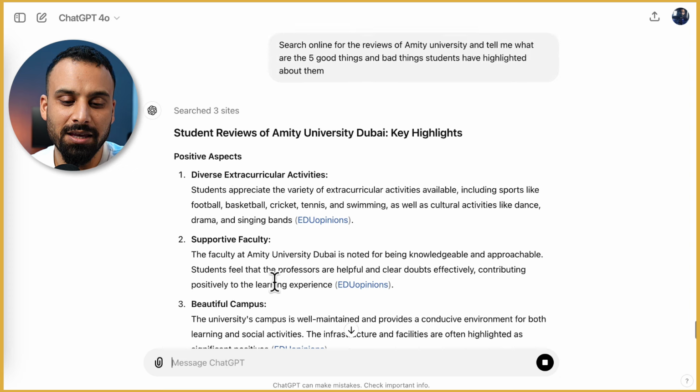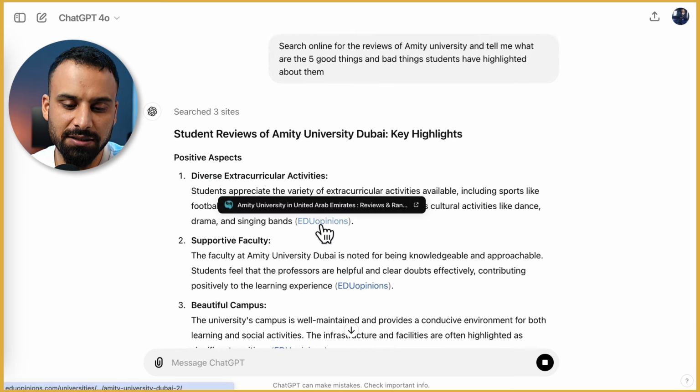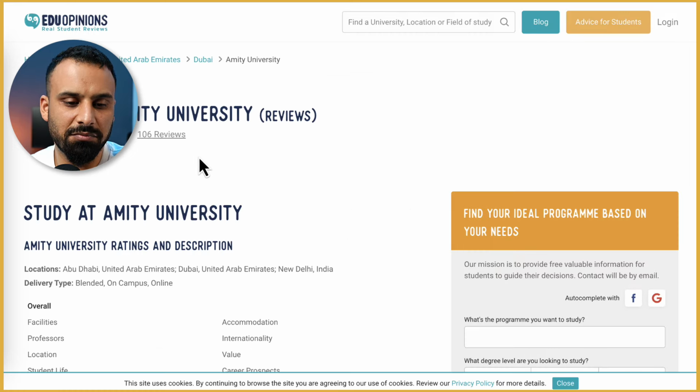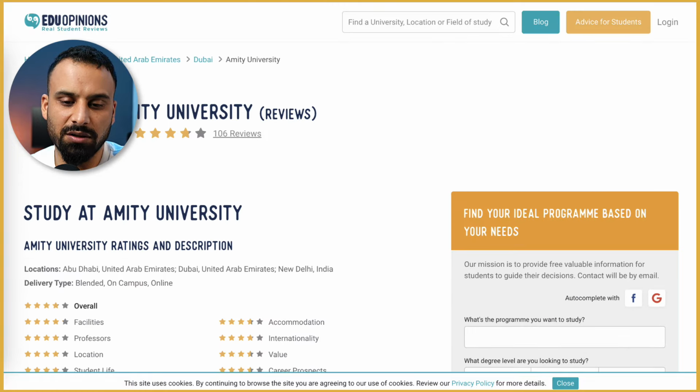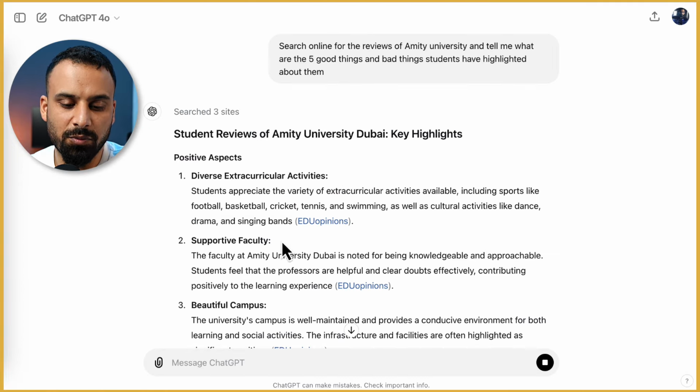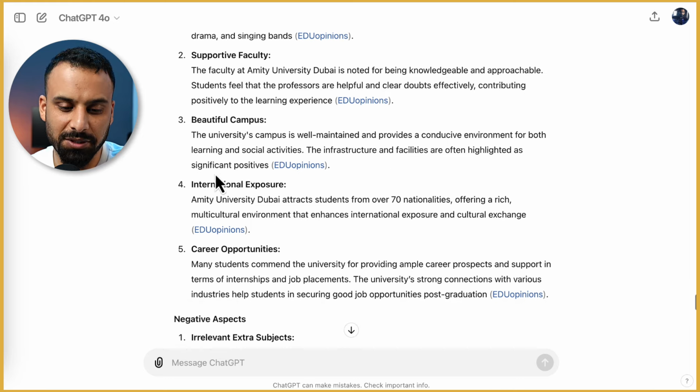Positive aspects: diverse extracurricular activities, and this is MIT University in Arab reviews. So it's pulling data from Edu Opinions. It's pulling all the reviews here. You don't have to go through all of them. Supportive faculty, beautiful campus. See, beautiful campus came again. They have a big campus. They have a beautiful campus. So you know what to do with this information.